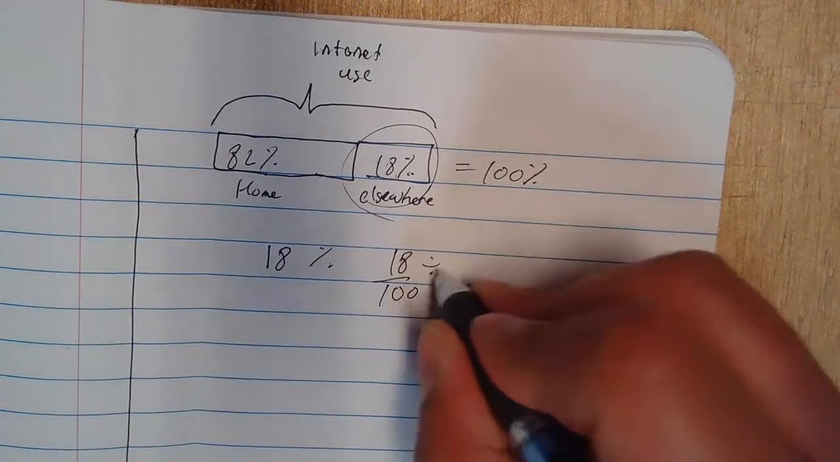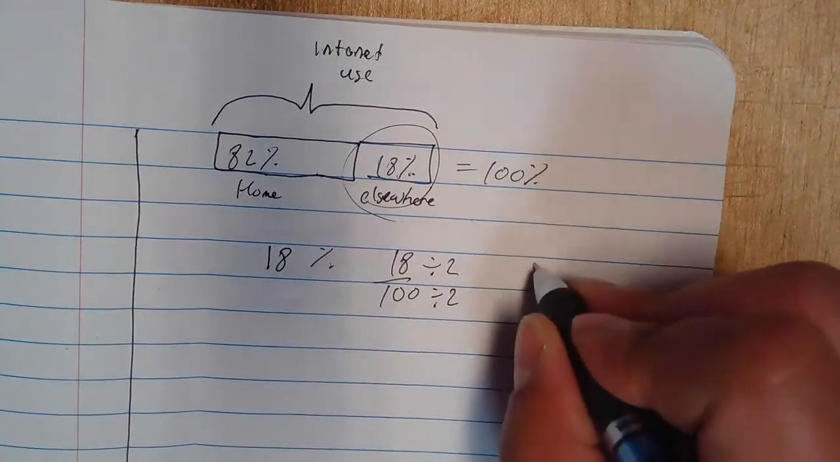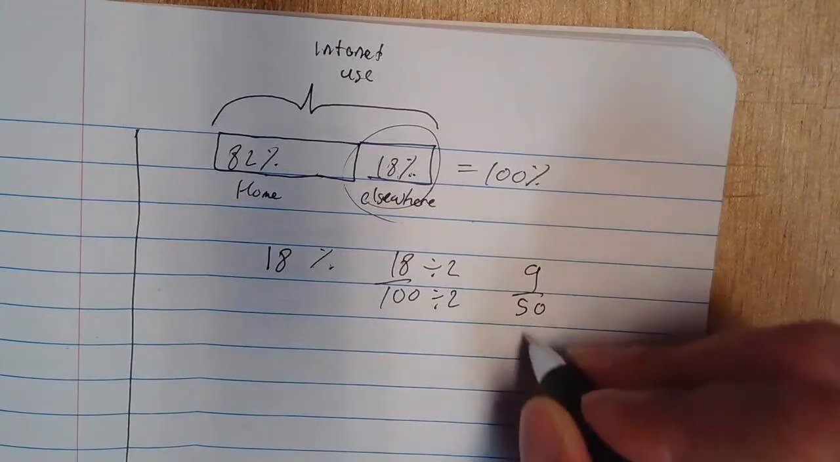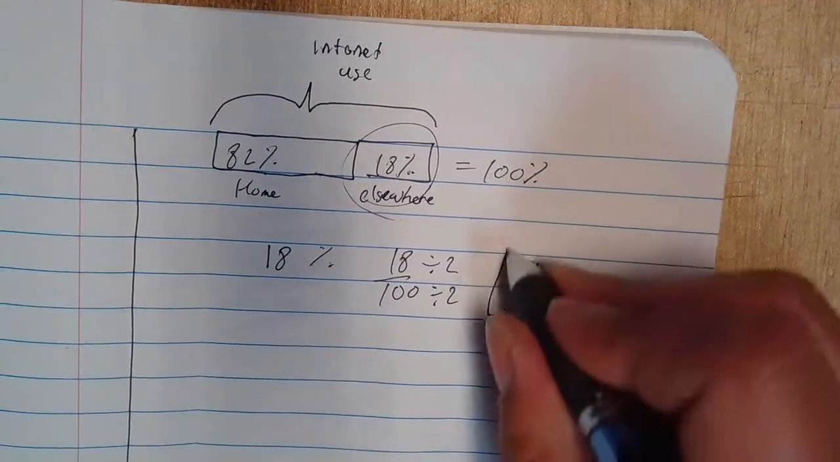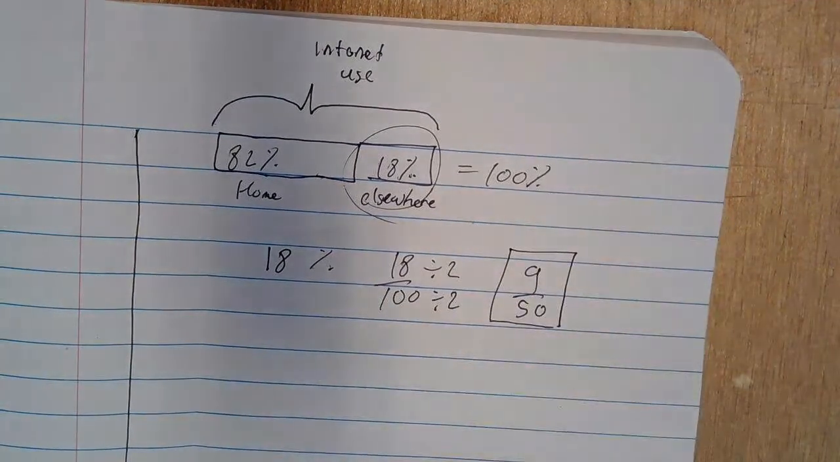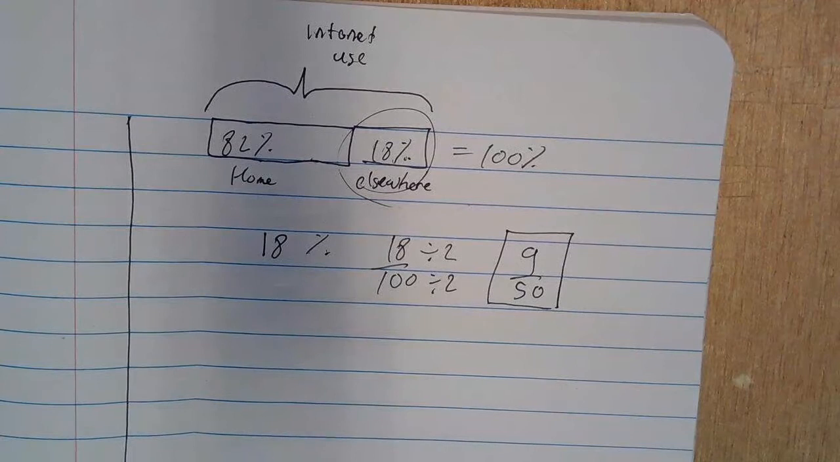I can simplify that by 2. By a factor of 2, I get 9 over 50. And there's your answer. I realize that was a lot of work. But here's the thing. The hard part about math is thinking about what you need to do.